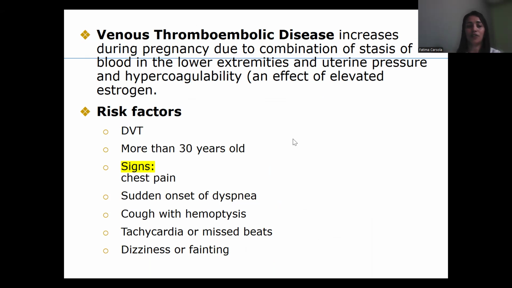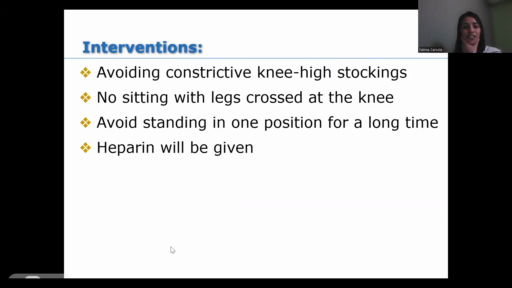And what are the risk factors? Deep vein thrombosis, or if you are getting pregnant at more than 30 years old. So what could be the possible signs? Chest pain, okay? Unexplained chest pain, or the onset of difficulty of breathing, or dyspnea, or you cough with blood, so that is hemoptysis. And then suddenly your heart will beat fast, and then missed beats, okay, and then dizziness or fainting. So this could be an indication or a sign of venous thromboembolic disease.